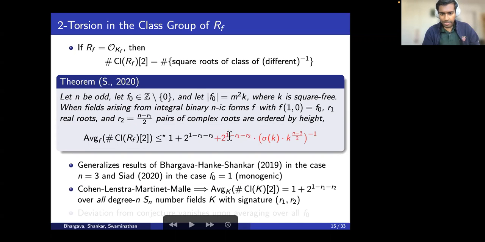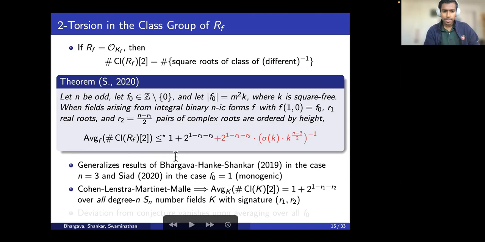So why have I put this term in red here? The reason is that if you look at the Cohen-Lenstra heuristics, which were subsequently updated by Cohen and Martinet and also by Malle, they predict that when you range over all degree n Sn number fields K, with R1 real embeddings and R2 pairs of complex conjugate embeddings, the average size of the two torsion in the class group should just be 1 plus 2 to the 1 minus R1 minus R2. That's this first term right here.